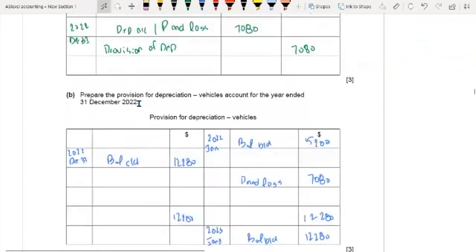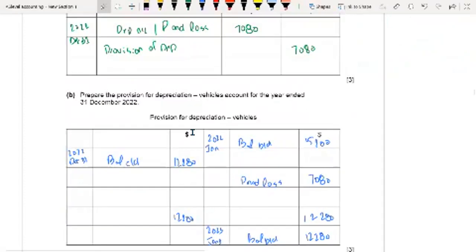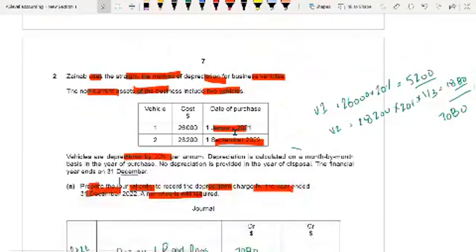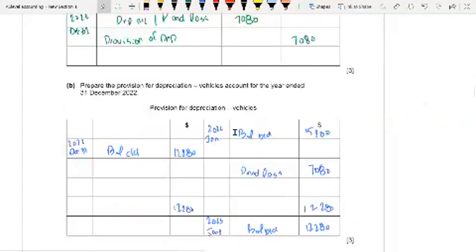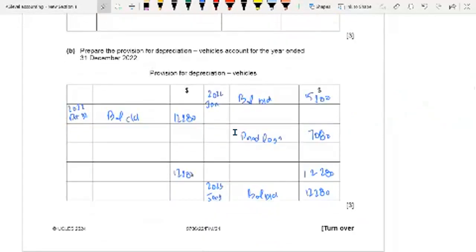So in the B part, we have the provision for depreciation vehicles account for the year ended 31st December 2022. First of all, we have balance b/d, because we are preparing for 31st December 2022, so we should talk about the starting year balance b/d. This 5200 is the depreciation for vehicle one, because it was purchased on 1st January 2021 to 31st December 2022. So it would give you $5,200 of depreciation.